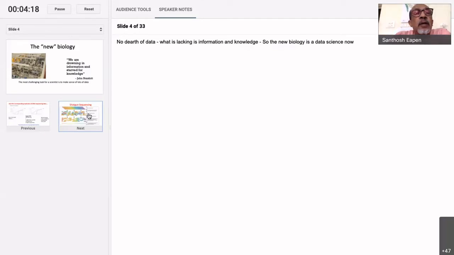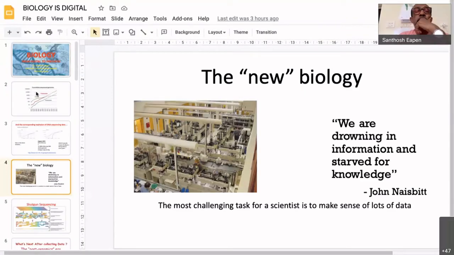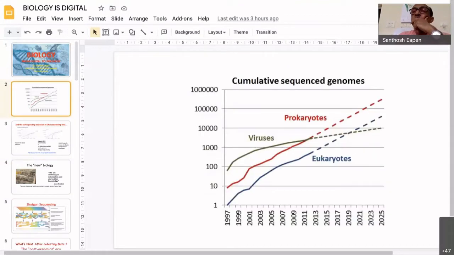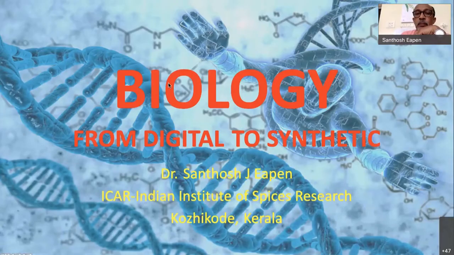Excuse me, sir. Sir, we are unable to see the slides. Please put it in slideshow mode. It's not visible. It is showing as slide 4 of 33, but we cannot see the graphs, pictures and contents. Sorry, I don't know. Let me check. Fine, sir. Thank you.